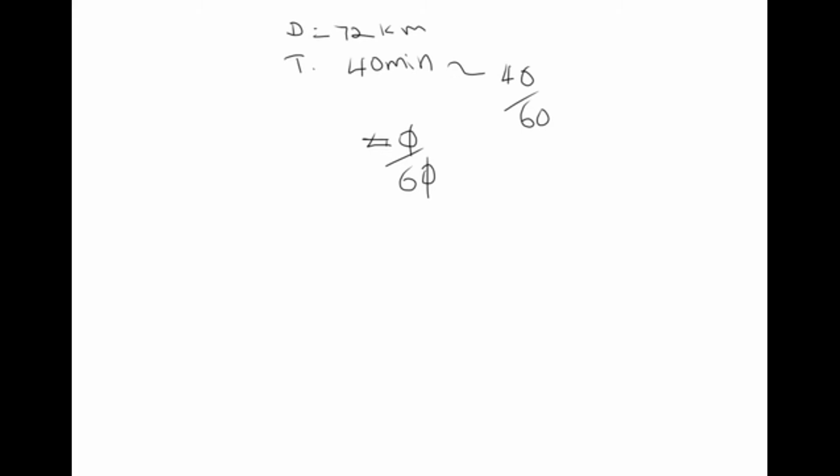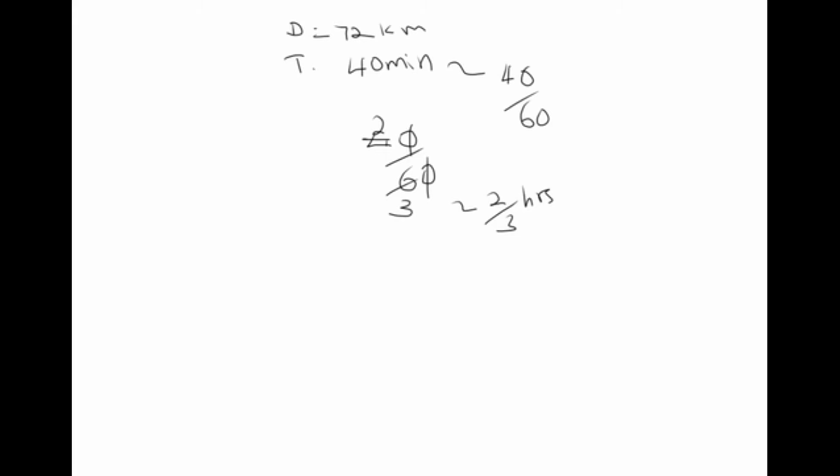Therefore, we shall have the distance 72 kilometers, time 40 minutes. 40 minutes, we can write this as 40 over 60. And then we can first simplify to see how many hours are here. 0 will cancel 0. By 2, 2 by 2, 3. So this is 2 over 3 hours.